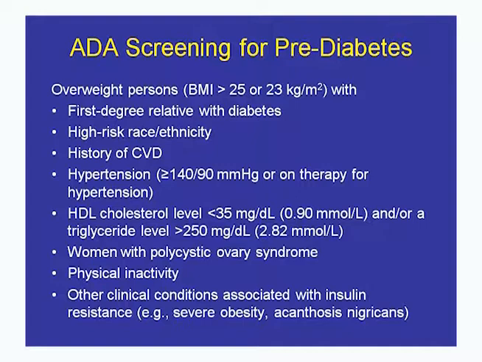If you're hypertensive or have abnormal cholesterol, you're at higher risk for having diabetes. If you have polycystic ovarian syndrome, that's an insulin-resistant state. We encourage testing there. If you're physically inactive, testing should be encouraged. And if you have some conditions that can increase your risk of insulin resistance, you should be screened. Screening doesn't always involve a blood test.